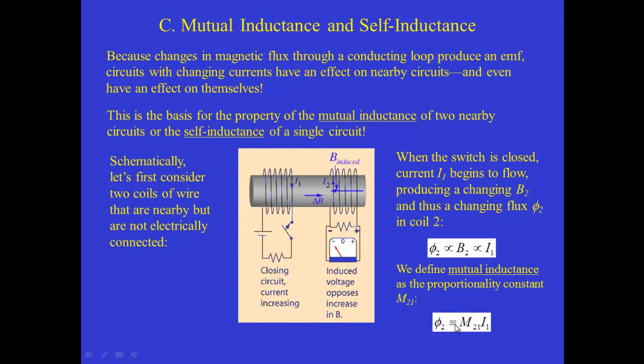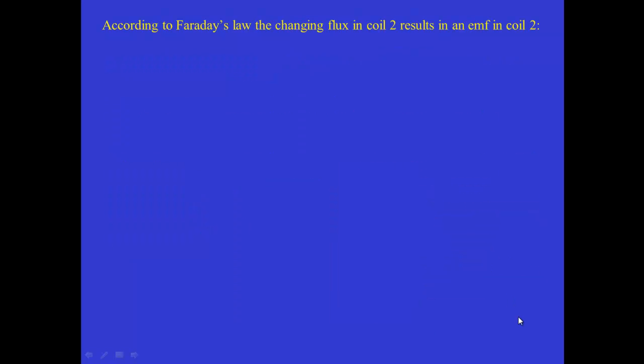Phi 2 is equal to a constant M21 I1. And the subscripts on M tell us that it's the mutual inductance between coil 2 and the flux is in coil 2 produced by coil 1. So with this definition in place, we can now just apply Faraday's law and write an expression for the EMF that's induced in coil 2 because of the current flowing in coil 1.